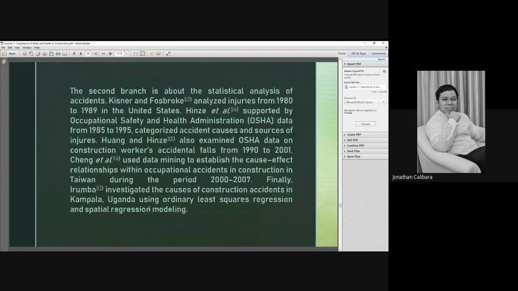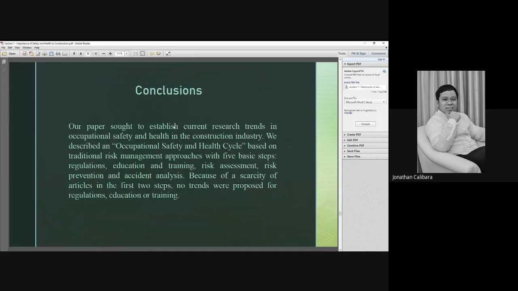And last is conclusions. Here it is concluded that the paper sought to establish current research trends in construction safety and health in the construction industry. We describe a construction safety and health cycle based on the traditional risk approaches with 5 basic steps. Because of the scarcity of articles in the first 2 steps, new trends were proposed for regulations, education, and training. So, class, the scarcity is in regulation, education, and training.